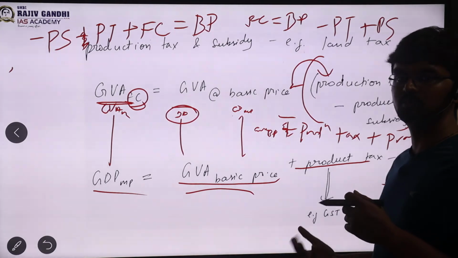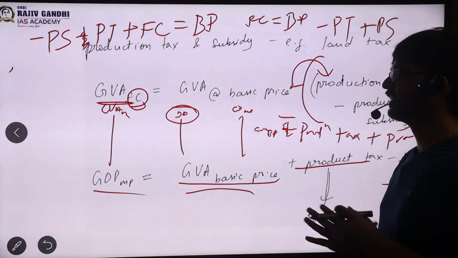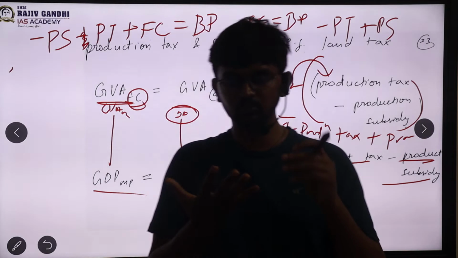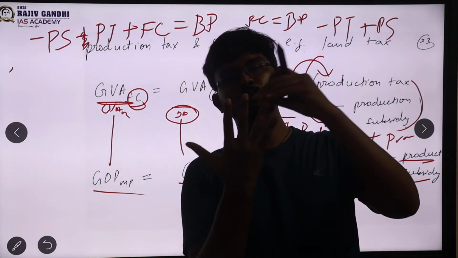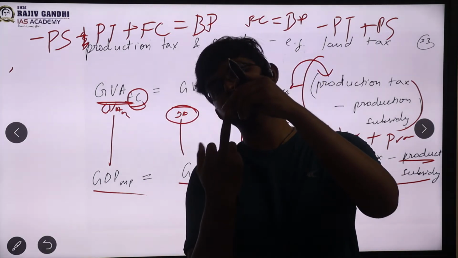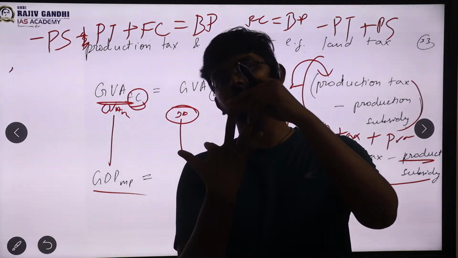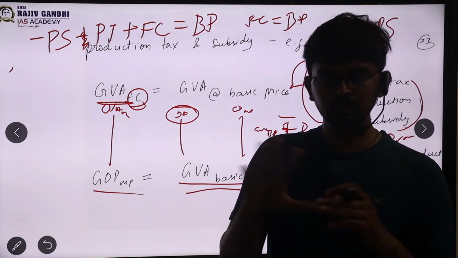So finally we have also established a relation between GDP and GVA. So with that you will be understanding GVA at factor cost. From there you will be moving into basic price, then GDP at market price, sir. So these are the various 3 levels.